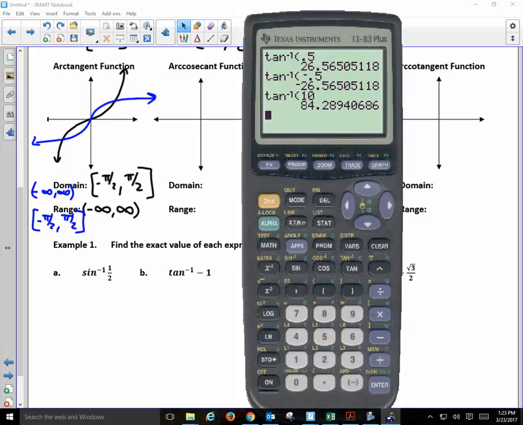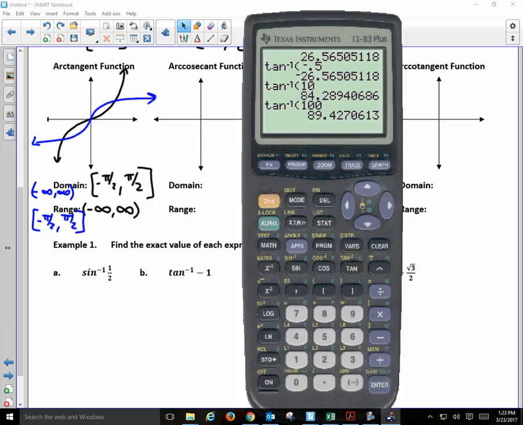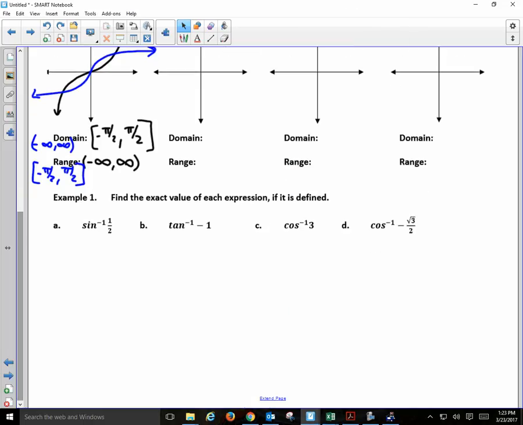And you're like, well, what if you chose a bigger one than that? What if you chose like 100? What if you chose a really big number? What's it approaching? It's getting really close to what degree? 90. Yep. It's a limit. So, yeah, you can punch in any value, and tangent doesn't discriminate there, okay?